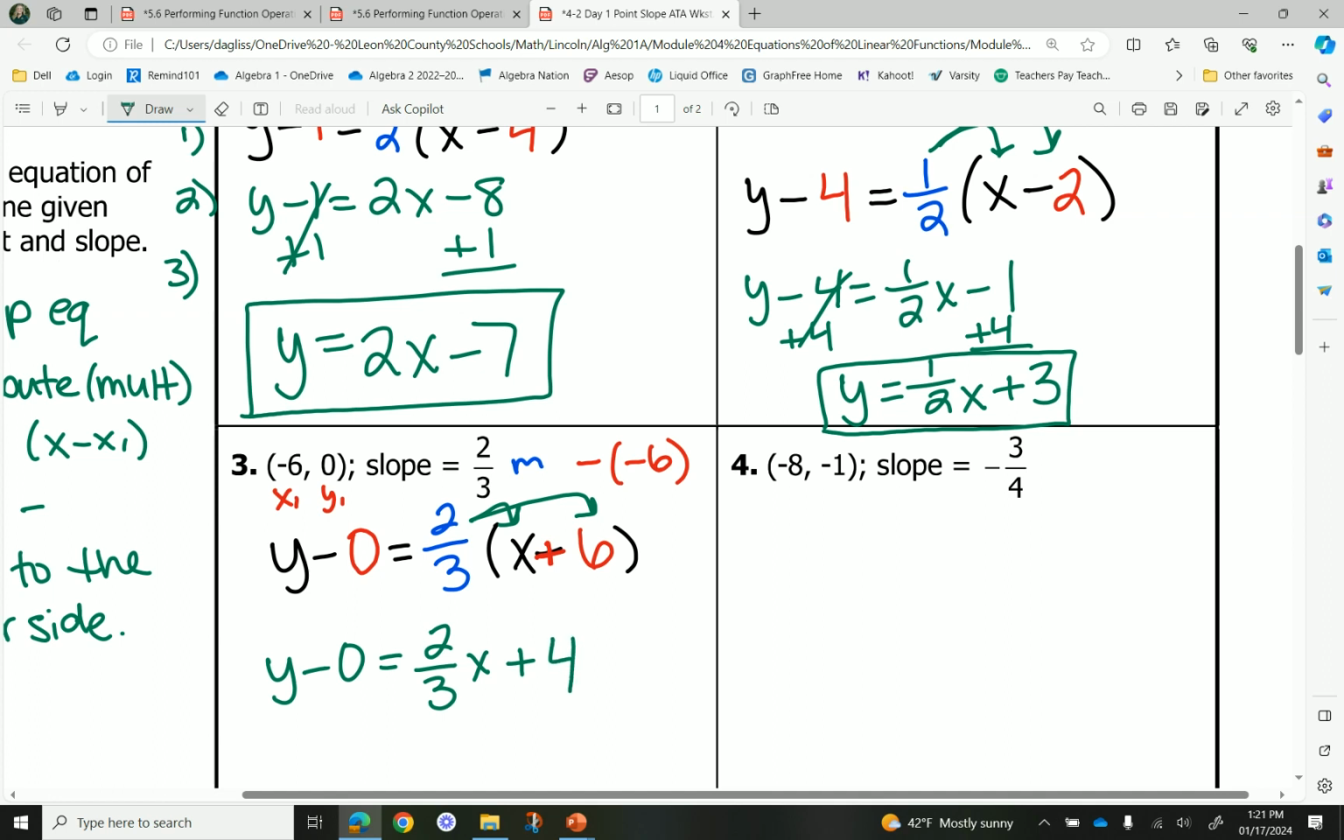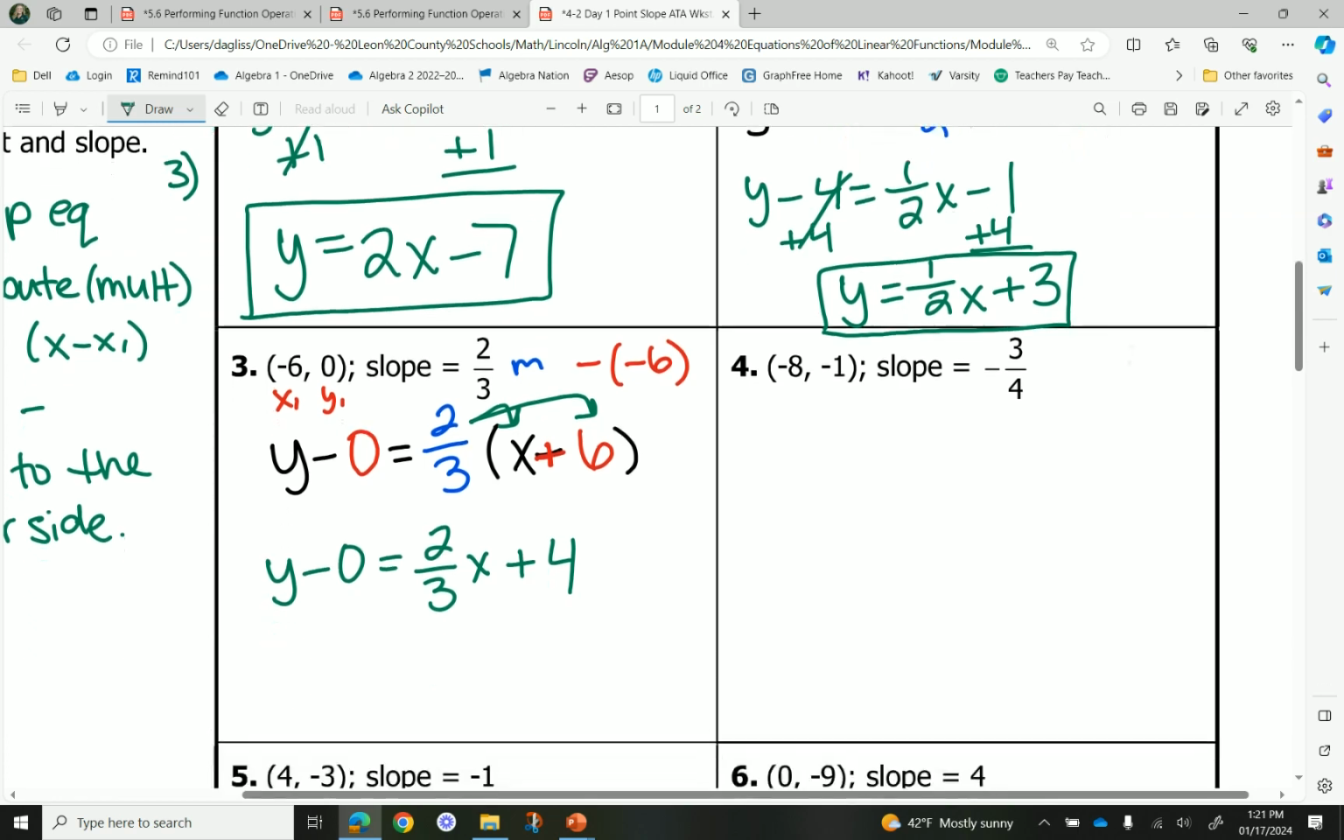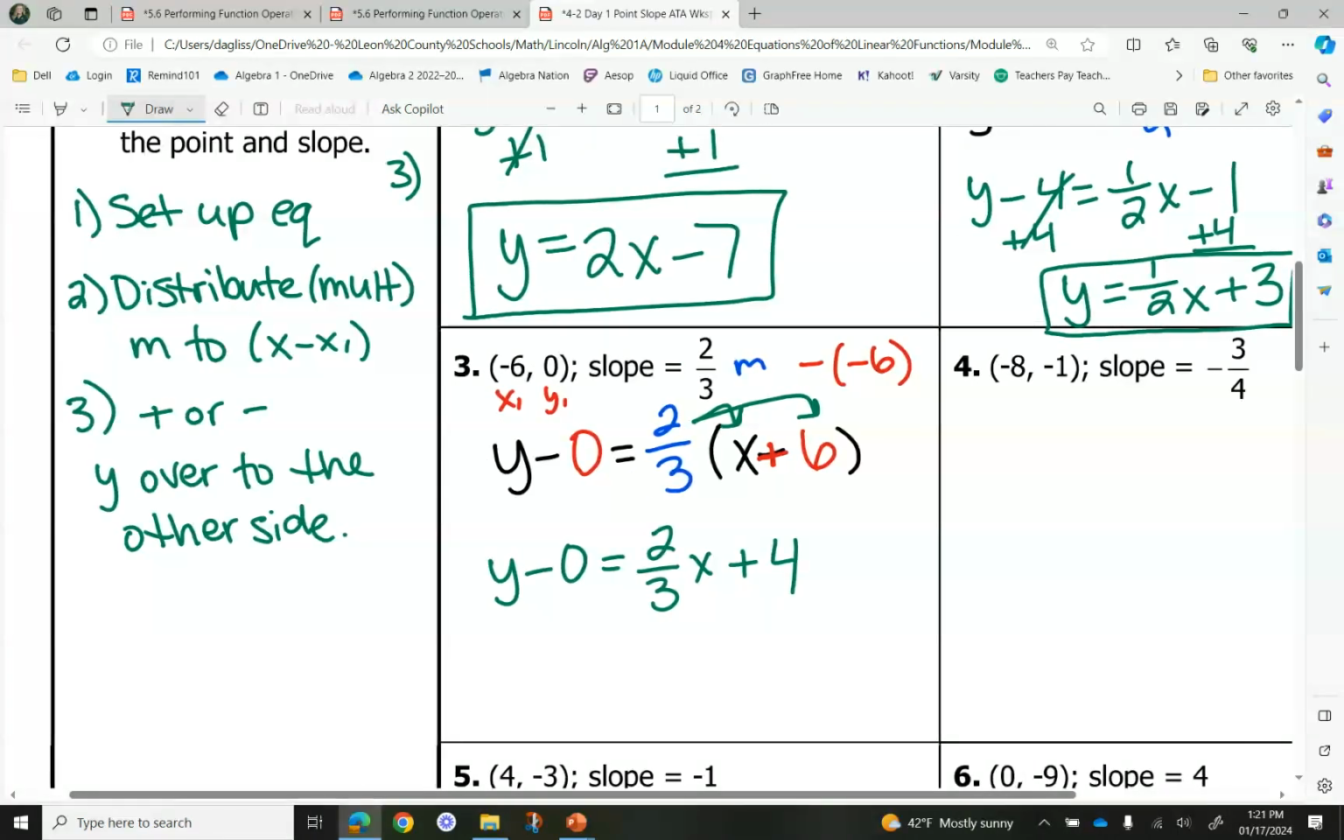What's our last step? What was our third step? Oh, add. You gotta add it. What am I going to add? Add 0. So it's gonna be 12, right? What? 12 equals 2 over 3. There's no 12. Oh, y. Yep. Y equals 2 over 3 x plus 4. Yes, I got it. There we go. My brain was lagging.